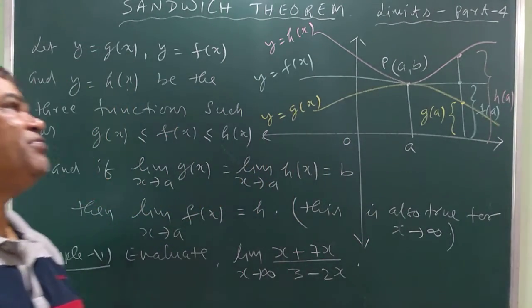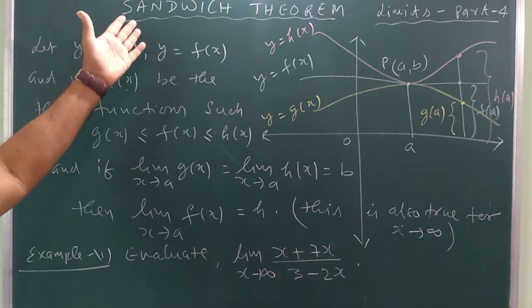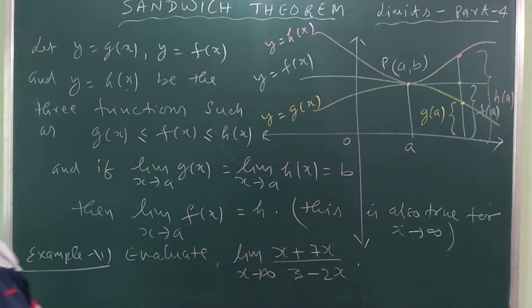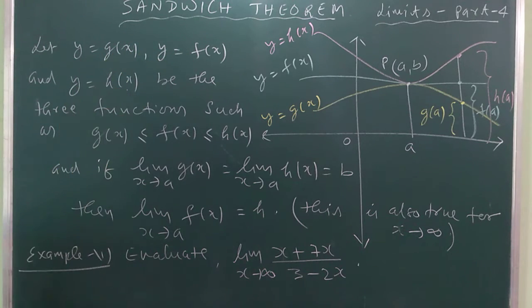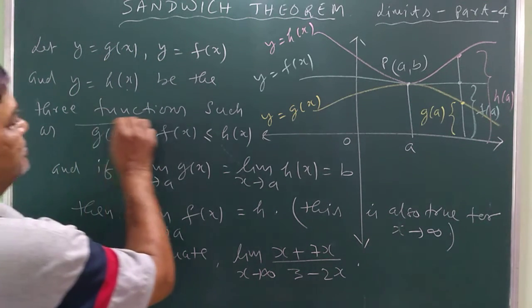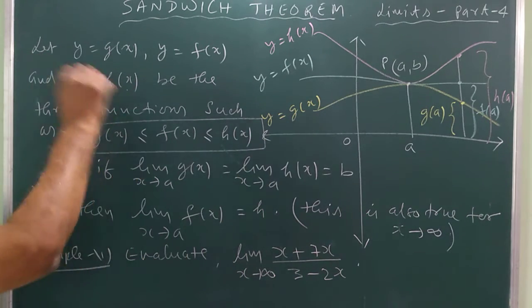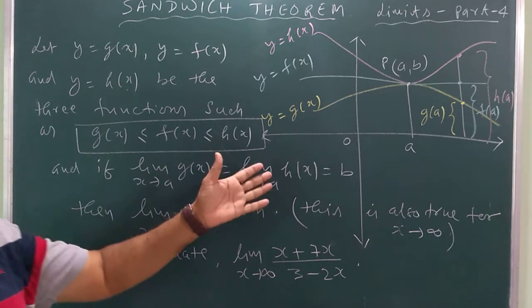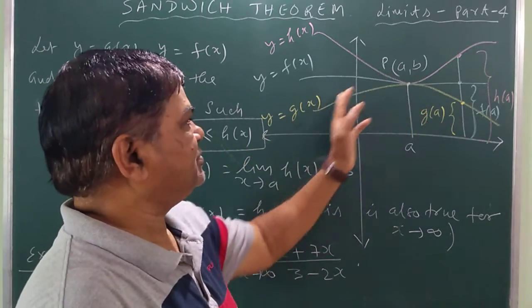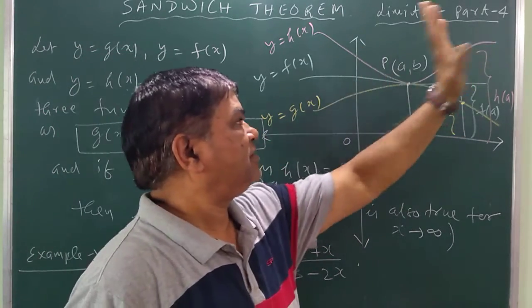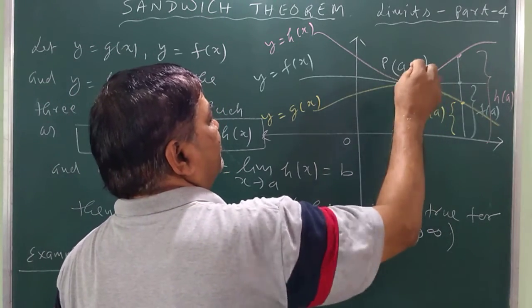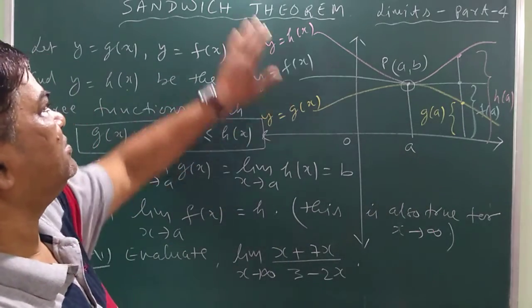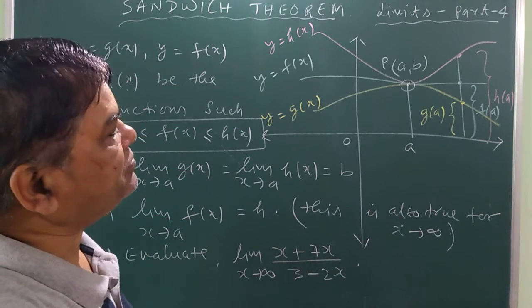In this session we will start the theorem, that is the sandwich theorem. What is the sandwich theorem? If there are three functions g(x), f(x) and h(x), where g(x) is less than or equal to f(x), less than or equal to h(x), as we have shown in this figure. This is g(x), this is f(x), this is h(x), and this is the point where all of these functions are pinched. So this theorem is also known as the pinching theorem.